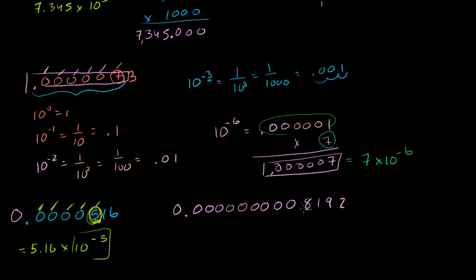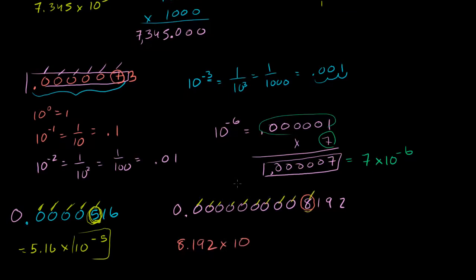So I start off with the first non-zero number if I'm starting from the left. So it's going to be 8.192, I just put a decimal there, times 10 to the what? Well, I just count. Times 10 to the 1, 2, 3, 4, 5, 6, 7, 8, 9, 10.